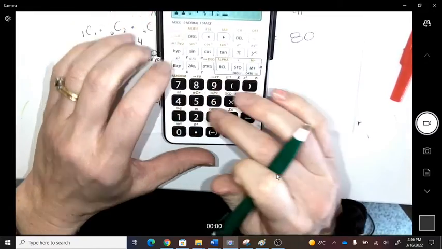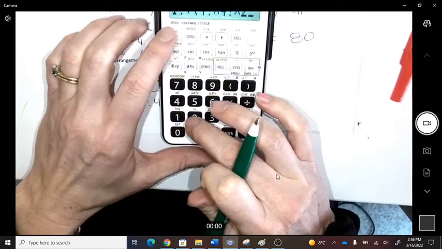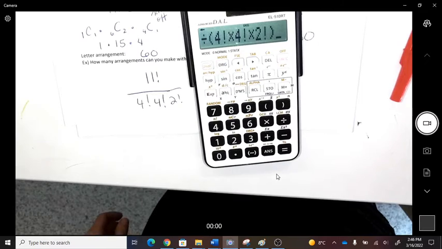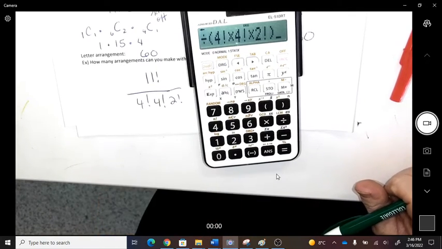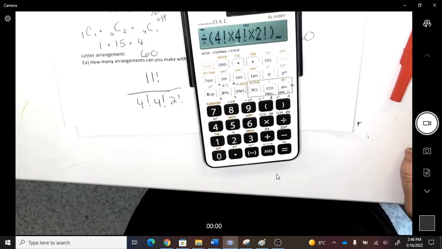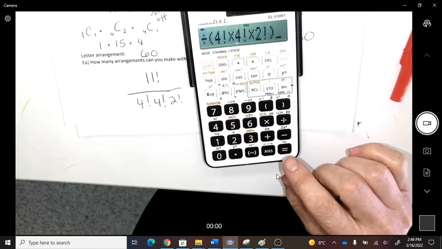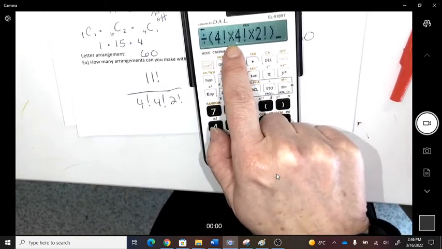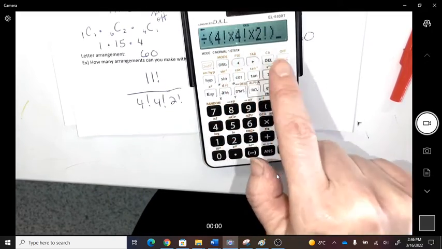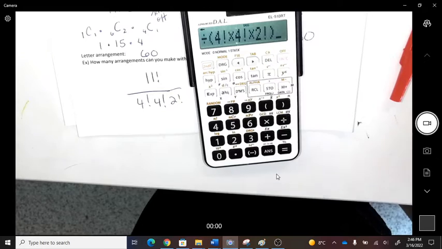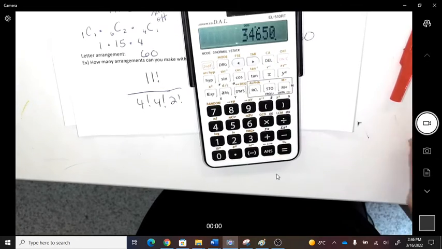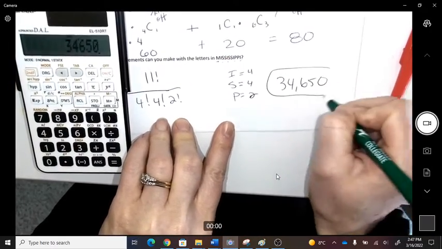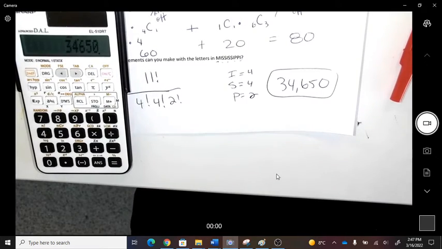Okay, so if you are going to type this in, you would need some brackets on your bottom. Where's the exclamation? Mine is on the shift 4. But was yours a probability button? I don't remember. What did you divide? I did 11 factorial divided by bracket, 4 factorial times 4 factorial times 4 factorial times 2. I did that in brackets. 34,650. I'm just going to walk to see about the typing situation in your calculator.